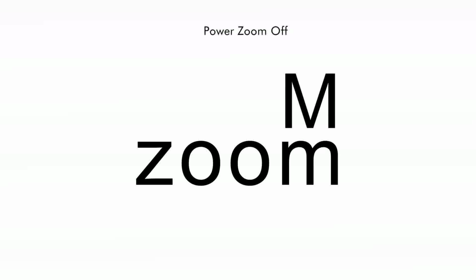The Speedlight has an automatic zoom function that adjusts the flash head to match the focal length of your lens. By turning this function on, you're turning the power zoom off.